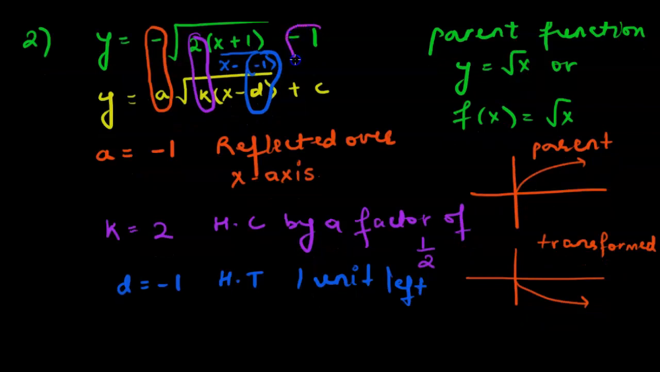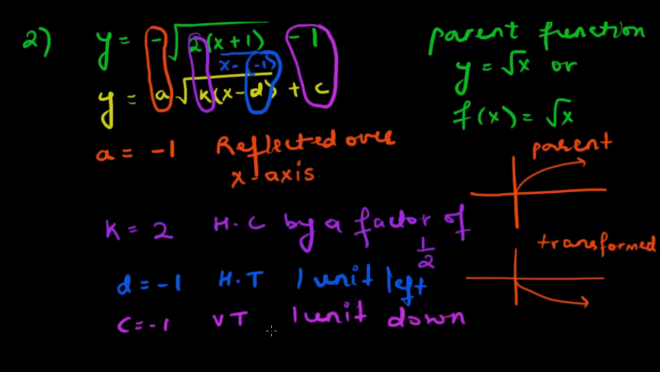Next we pick the c value, and c = -1. So the parent function graph is vertically translated 1 unit down. And this is how we describe transformations.